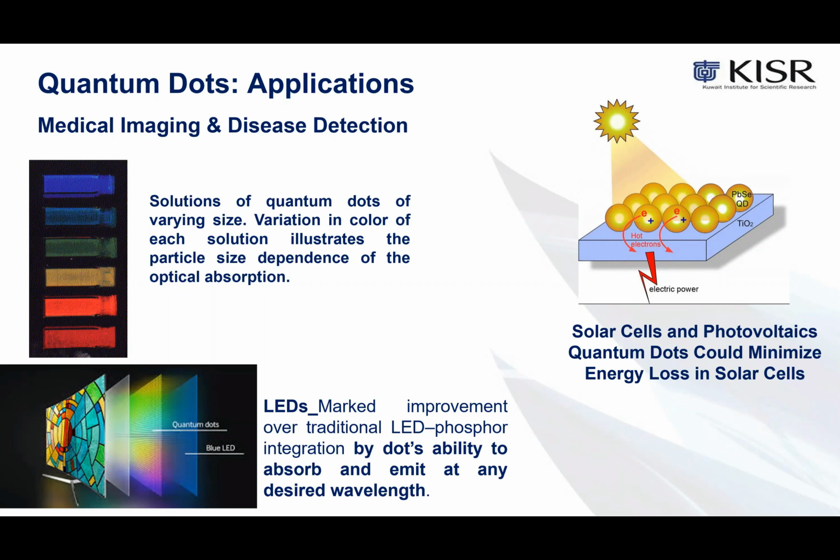So these dots differ in size, composition, shape, and method of manufacture, and these differences determine their properties. First of all, we can see here different colors of these quantum dots due to the change in size and the photoluminescence effects.